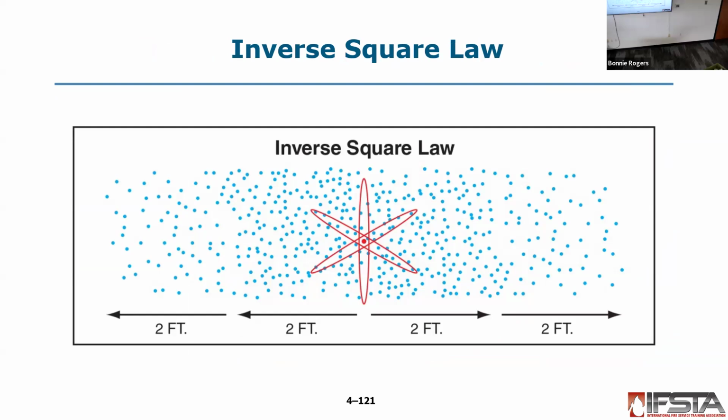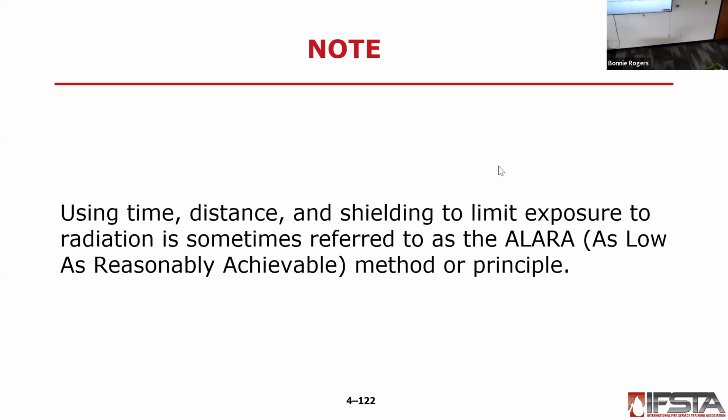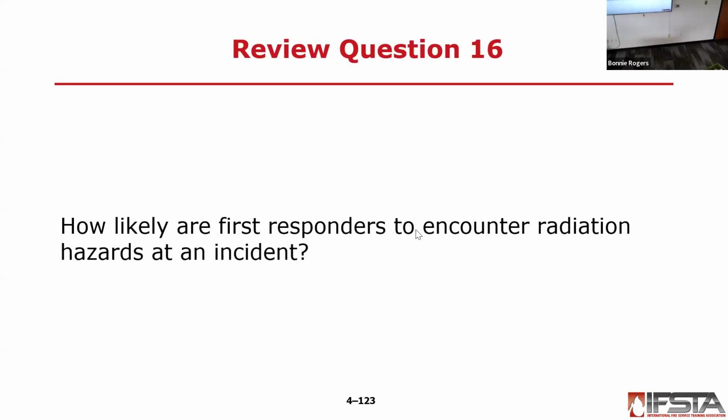Page 153 talks about the inverse square law. Doubling your distance from radiation divides the dose by a factor of 4. Do you know this term? ALARA, as low as reasonably achievable. Great. How likely are you to encounter radiation hazards? Low, yeah, pretty low, more so out here.